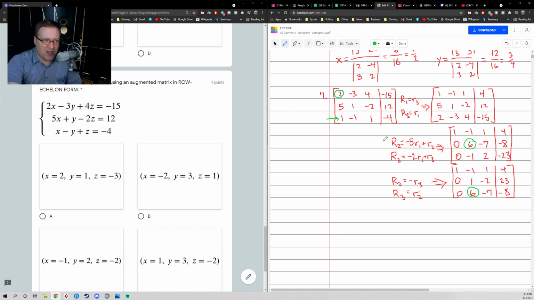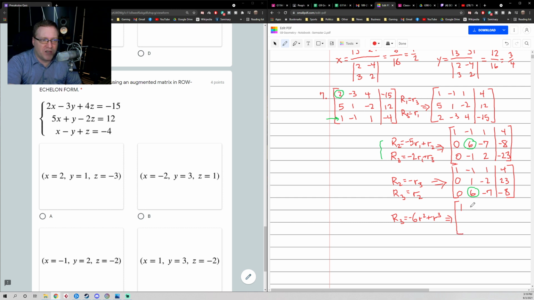And we're going to do the same type of thing that we did up here, where we take this 1, and we're going to multiply it by negative 6 and add it into here. That will give us a 0 here. So the way we write that is we're going to say the new row 3 is going to equal negative 6 times row 2 plus row 3. Negative 6 times this row and plus row 3. All right, so that's going to give us a new matrix.